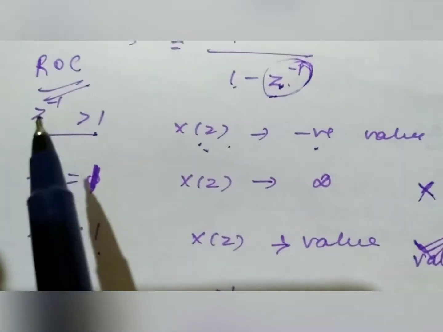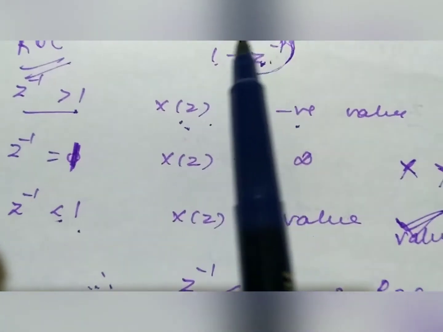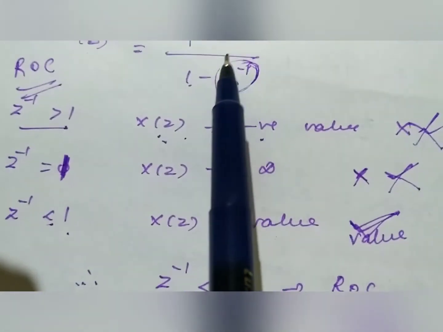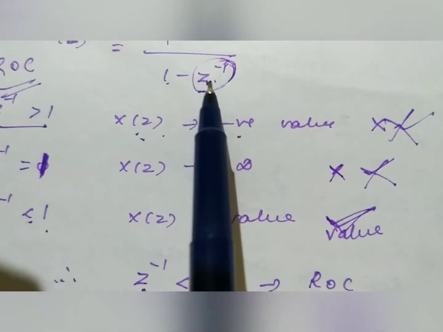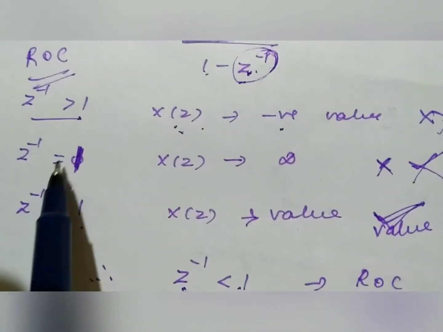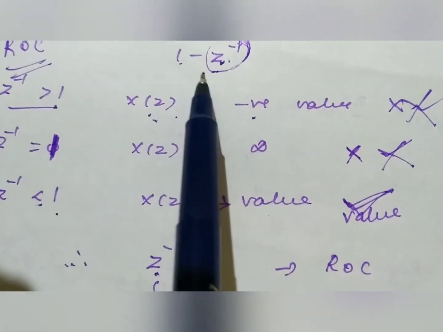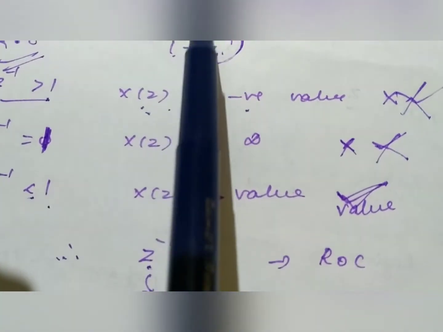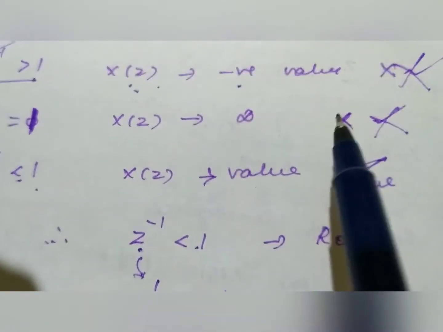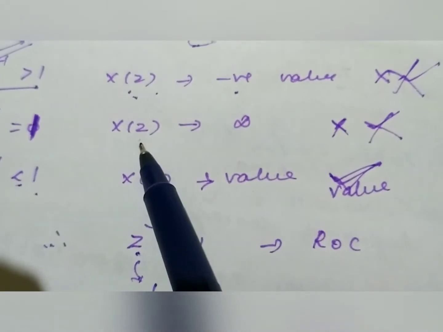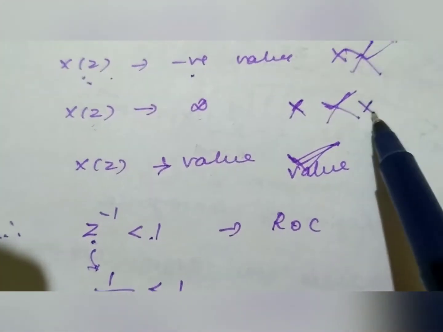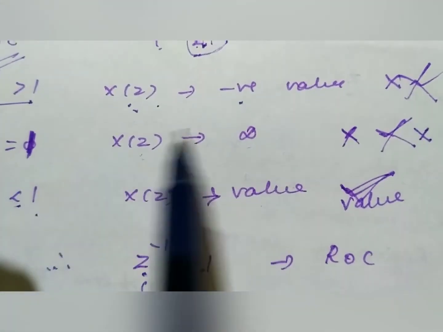Now we have the term called ROC in the Z transform. We will consider the denominator, in which we consider Z power minus 1. Let us take Z power minus 1 value as 1. Then 1 minus 1 is 0, and 1 divided by 0 is infinity. So the X of Z value is infinity, which means X of Z does not converge. This case is not valid for finding the ROC.